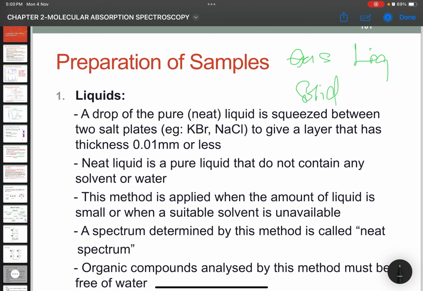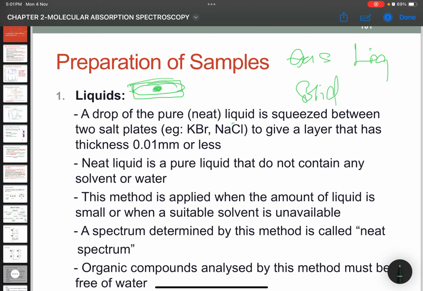Yes, try to imagine, not to memorize the word. For liquid, we use KBR. A drop of a pure or neat liquid is squeezed between 2 salt splits. Salt split itu macam disk lah, ya. 2 disk. Okay, kita dropkan solution tu dekat atas satu disk, ambil another disk, tutupkan kat atas ni. Kita macam buat sandwich lah.